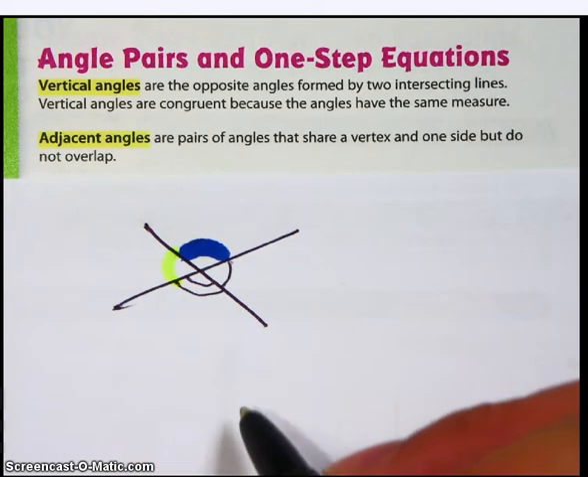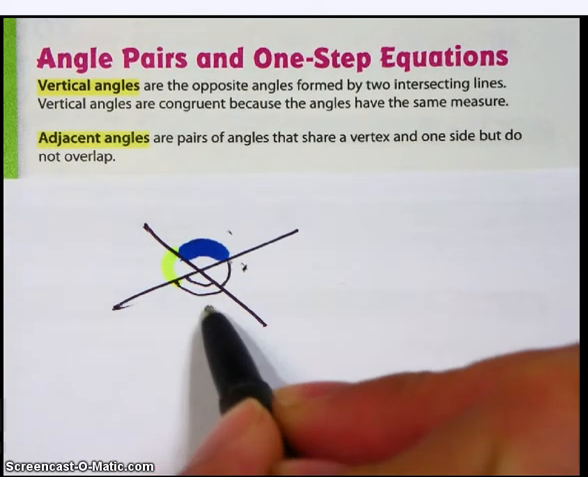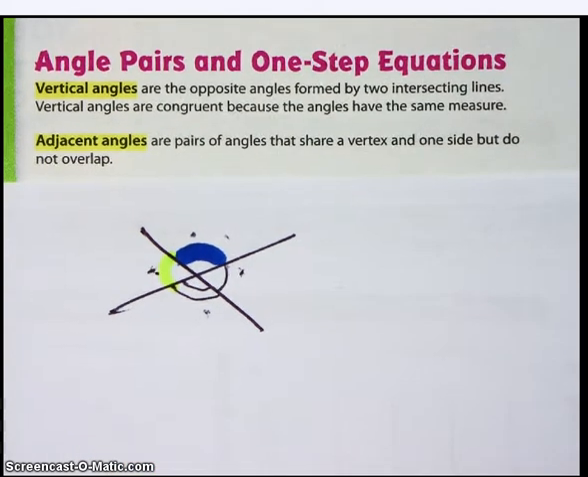You can see them differently. So when they're right next to each other, they're adjacent. These two are adjacent, these two, these two, these two, so on and so forth.